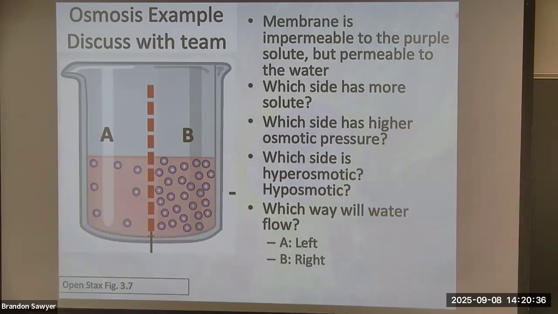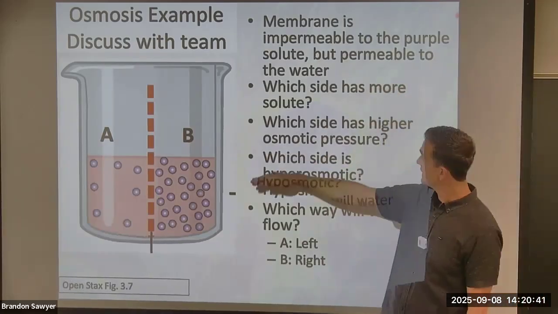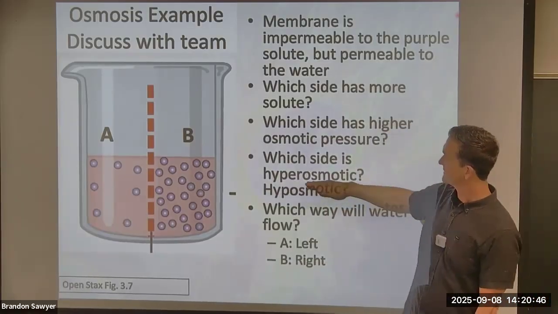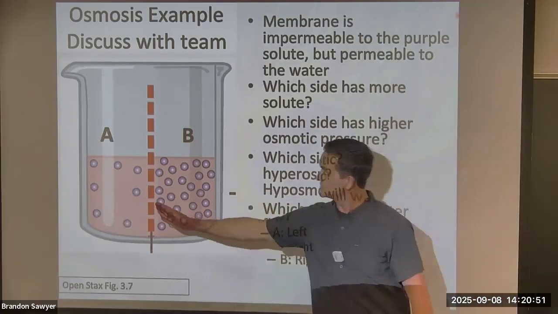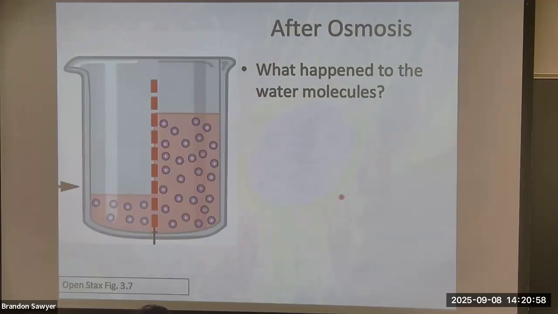Okay, let's go through these questions quick here. Which side has more solute? B, right? Which side has higher osmotic pressure? B. Which side is hyperosmotic? Which side is hypoosmotic? Good. Water is going to go towards the side with higher osmotic pressure, to the right. When water moves, it shifts over that way. The water molecules followed that higher osmotic pressure and went to the right.